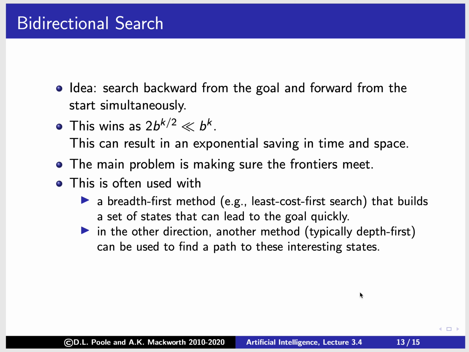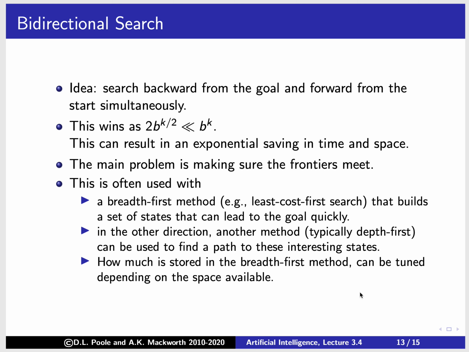So a common way of doing that is using a breadth-first method, for example, least cost first search, that builds a set of states that can lead to a goal quickly. So we're starting from the goal and building the states that go into that. In the other direction, we could use another method, where typically depth-first search can be used to find a path to these sort of interesting states, where we know how to get to the goal quickly. And this is often a very useful technique. How much is stored in the breadth-first method, the one that goes to the goal, can be tuned depending on the space available.